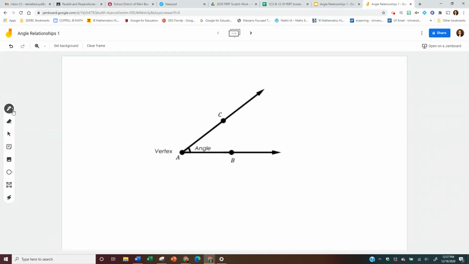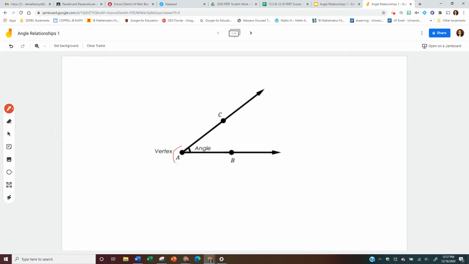Hey everyone, so I wanted to talk to you about what we are moving into right now, which is angles and angle relationships. This is the first of two lessons, so next class we will look into this as well. So you guys know what an angle looks like. Just wanted to go through some basic vocabulary.